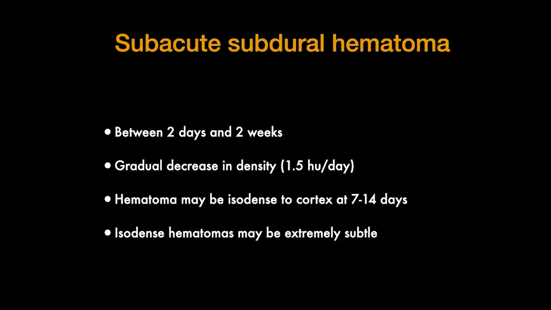Okay, subacute subdural hematomas are identified between 2 days and 2 weeks. They're characterized by subdural hematomas that have gradually decreased in density, about 1.5 Hounsfield units a day. But in general, by 7 to 14 days, somewhere in there, the hematoma can be isodense to the cerebral cortex and can sometimes be very difficult to see.